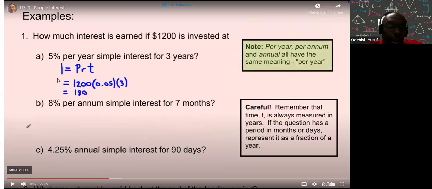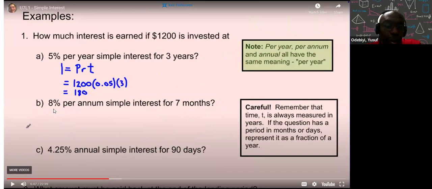Yeah, so there you go. The interest is 180. That's what the person earned on top of his 1200. So 1200 he put in. At the end of the 3 years, he got an additional 180 on top of his 1200.